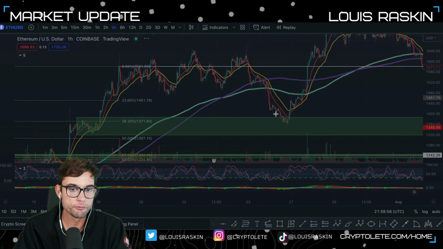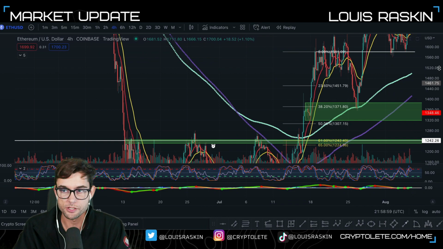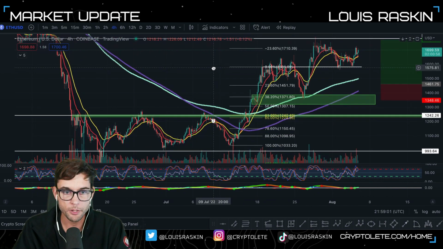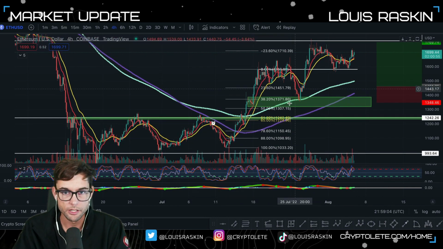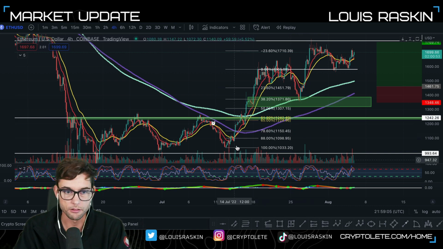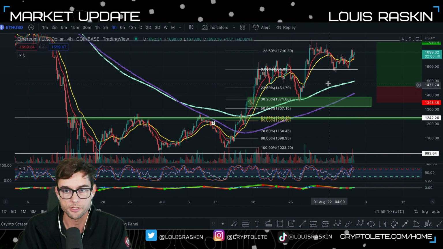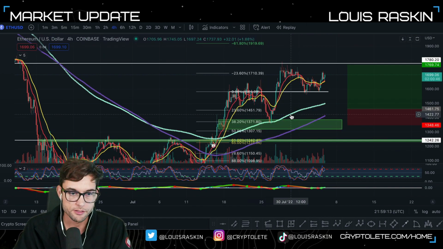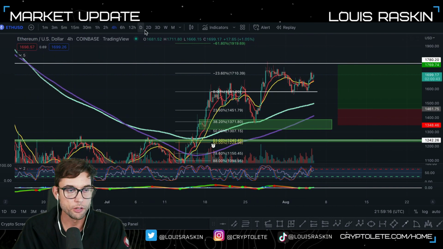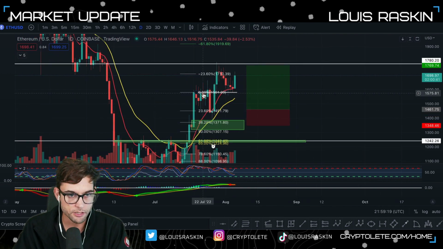But the thing is, I wouldn't really want to be looking for shorts in this area. I would much rather be looking for longs in this area because we broke out of this huge consolidation. You've got to know when to look for longs versus when to look for shorts. And I guess the EMAs are indicative as well. So anyway, going back to the daily, you can see this is obviously a huge level.